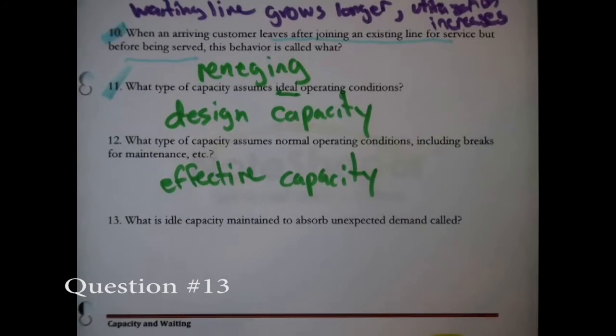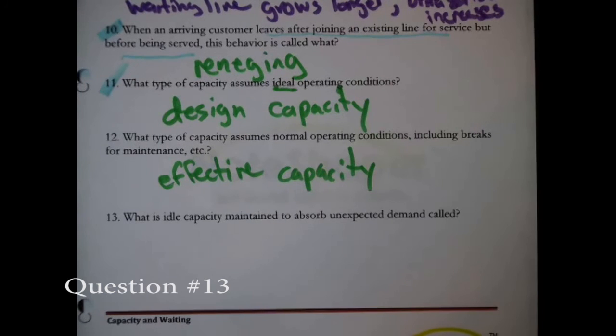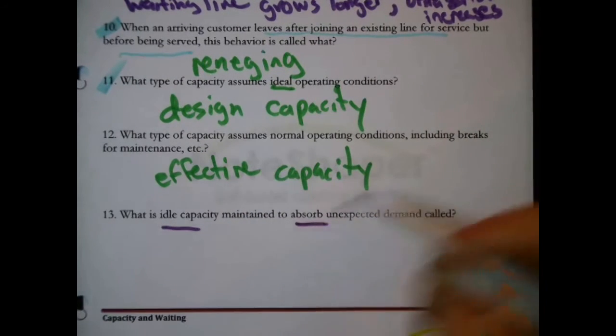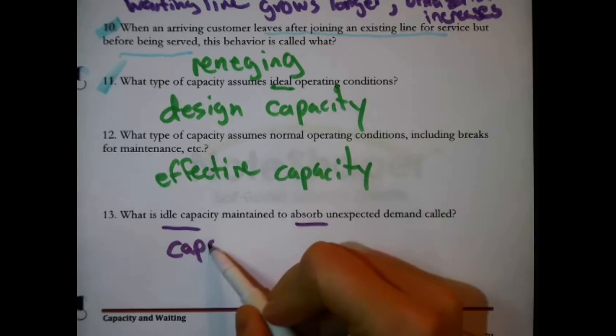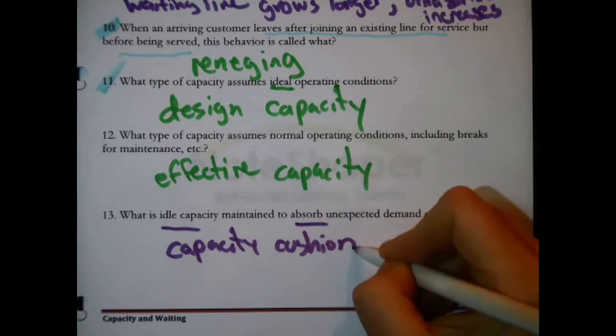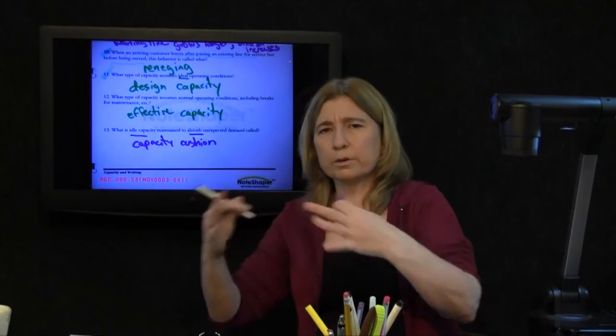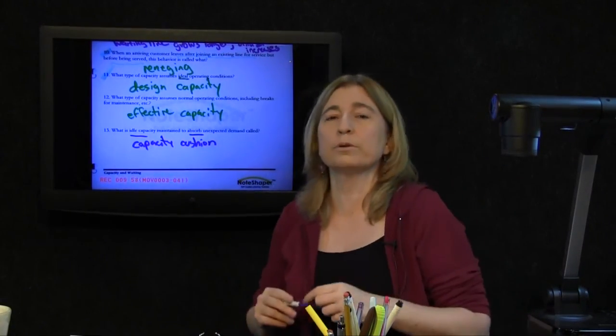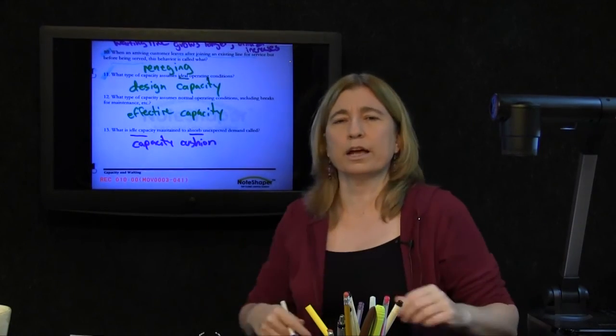What is idle capacity maintained to absorb unexpected demand called? Idle capacity to absorb, that is capacity cushion. Capacity cushion is a little bit of extra ability that you maintain in your system just in case it's going to be really, really busy, you'll be able to answer that demand.